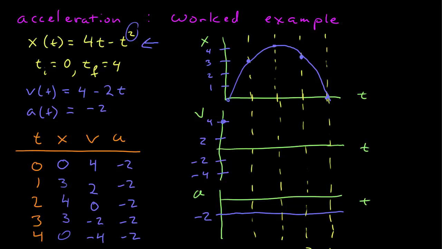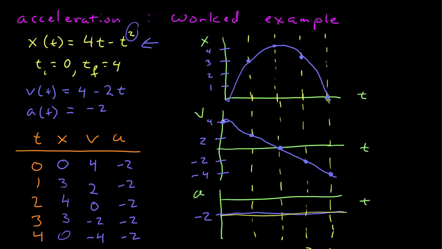So the velocity starts at 4. At 1, it goes to 2. At 2, it's 0. At 3, it's minus 2. And at 4, it's minus 4. So I have a straight line. And so now let's check to see whether this makes sense. I have an acceleration which is constant at minus 2, which means velocity will have a constant negative slope throughout, which it does. It's a straight line.